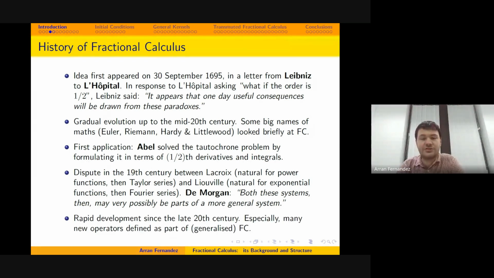Since the late 20th century, this field has developed very rapidly, and we have many new operators, generalized operators, some of which I will talk about today.